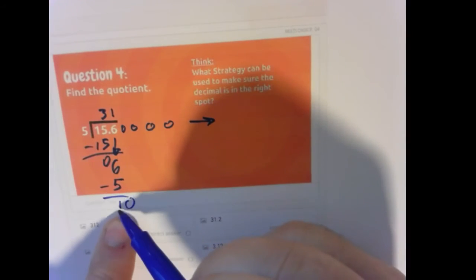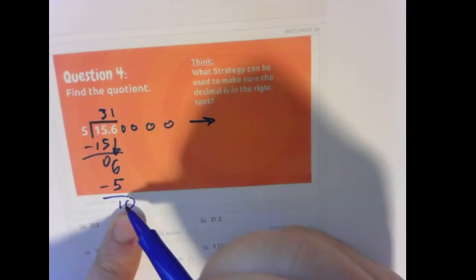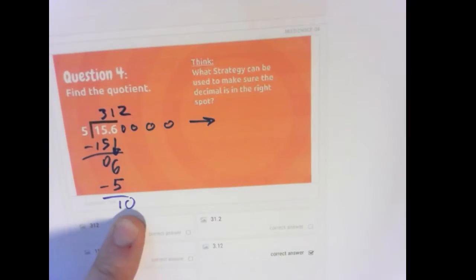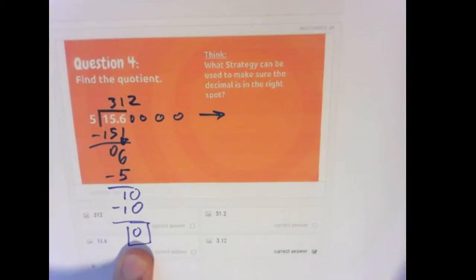So 5 didn't fit into 1, but 5 fits into 10. How many times does 5 fit into 10? 2 times. Okay, 2 times 5 is 10. Find the difference, 0. So we get down to 0. That's what we're always looking for. Get down to 0 here.